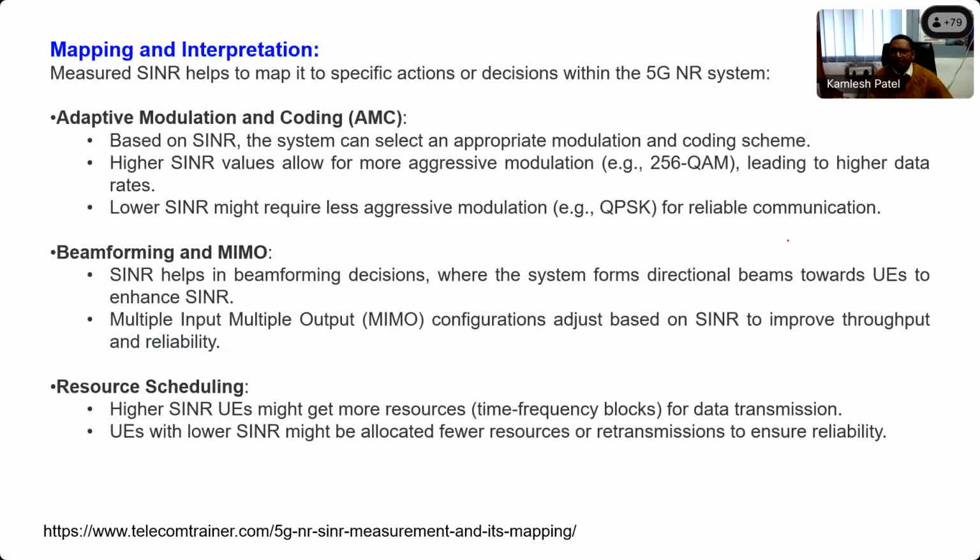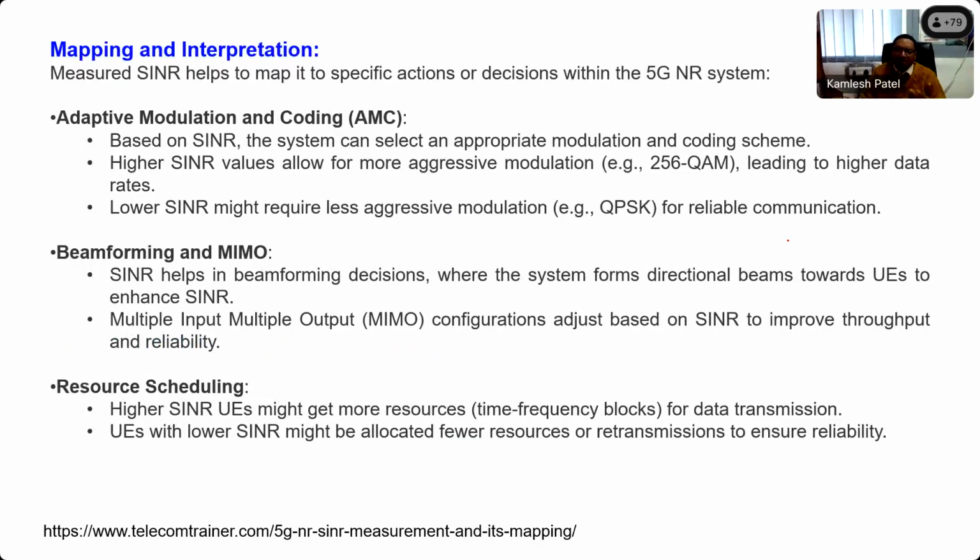So based on the value of SINR, the base station will decide the selection of modulation as well as which kind of coding is required to be sent to the user equipment. They also decide the kind of beamforming and the MIMO technique which is being placed with that for controlling the MIMO operation.